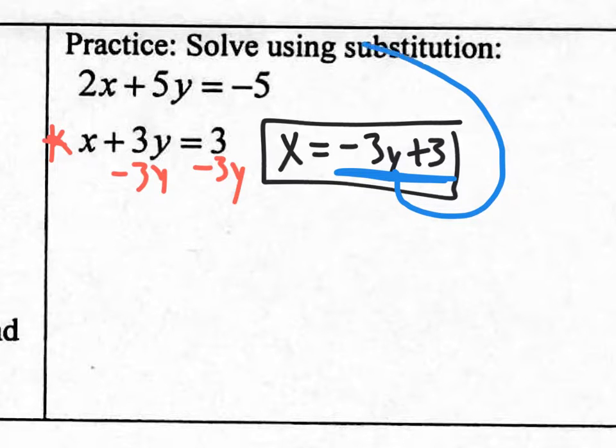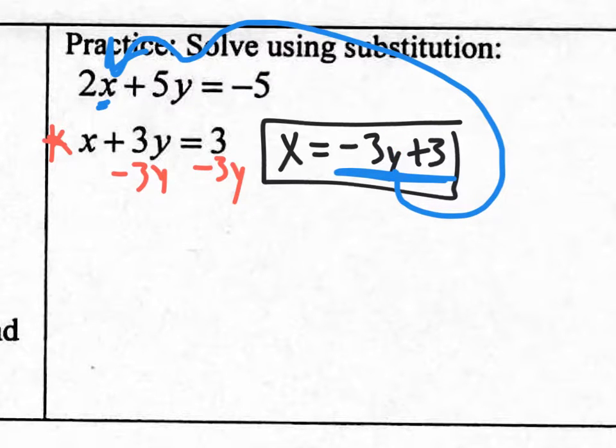Where do you think I'm going to plug it in? Into the x or into the y? Into the x. Right there. I want to plug this value into x because x equals this. Does that make sense? Here's x, and what does x equal? It equals negative 3y plus 3. So it says 2 times x, but x is really negative 3y plus 3.